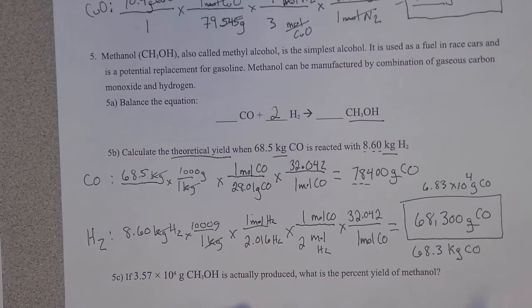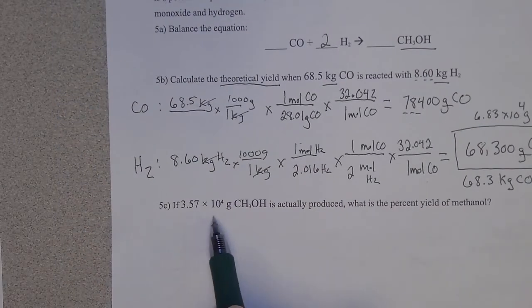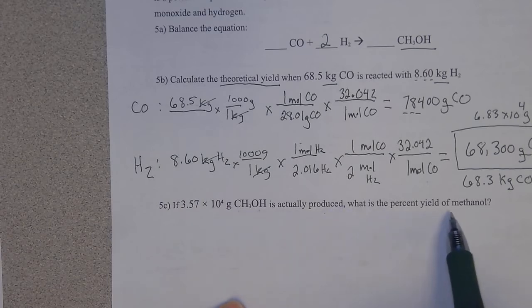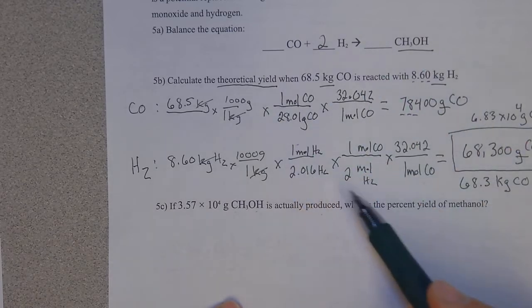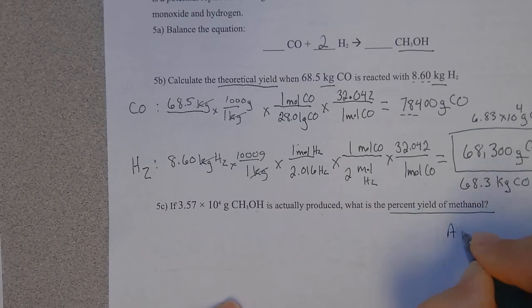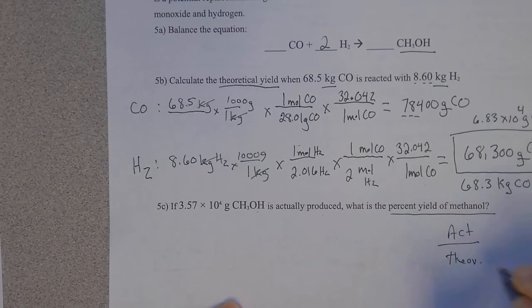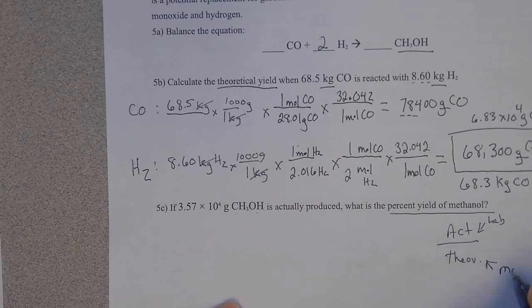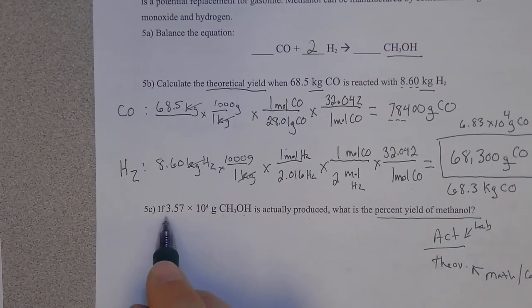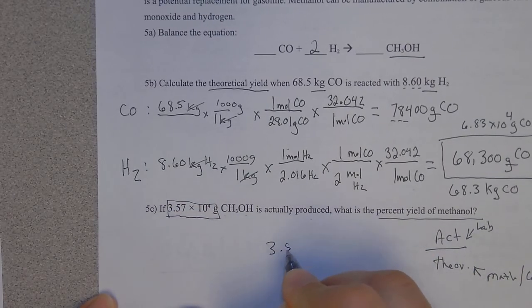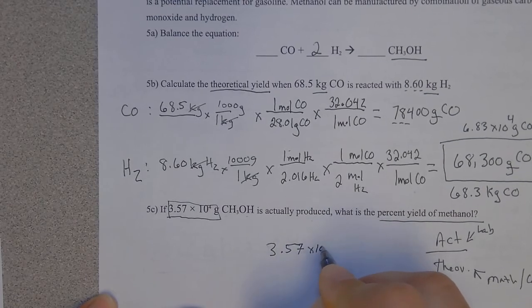Okay, so down here, if 3.57 times 10 to the 4th grams of methanol is actually produced, what is the percent yield of methanol? So we're still using this right here, and we want to find the percent yield, which is the actual over the theoretical. Your actual is what's being produced in a lab. Your theoretical is what the math tells you or what is calculated. Okay? So in the question, here is your actual amount. So that's going to go on top, 3.57 times 10 to the 4th.